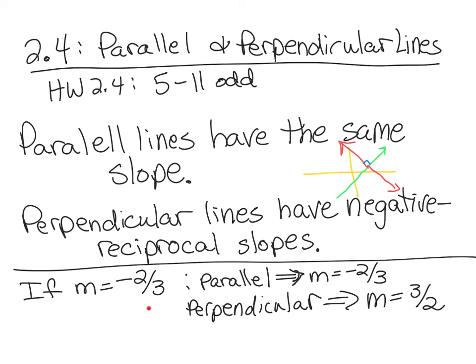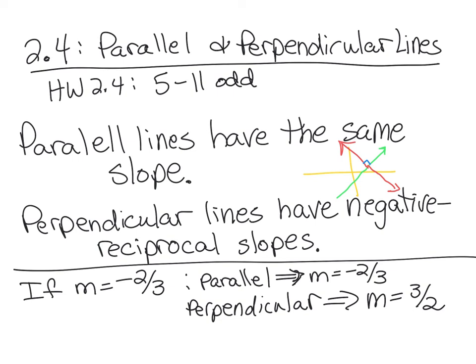Okay, so if you have a line with a slope of minus 2/3, all parallel lines will have the same slope. All perpendicular lines will have the opposite sign and flip it upside down. Find the reciprocal. Now, with parallel lines, your y-intercept is going to change, right?